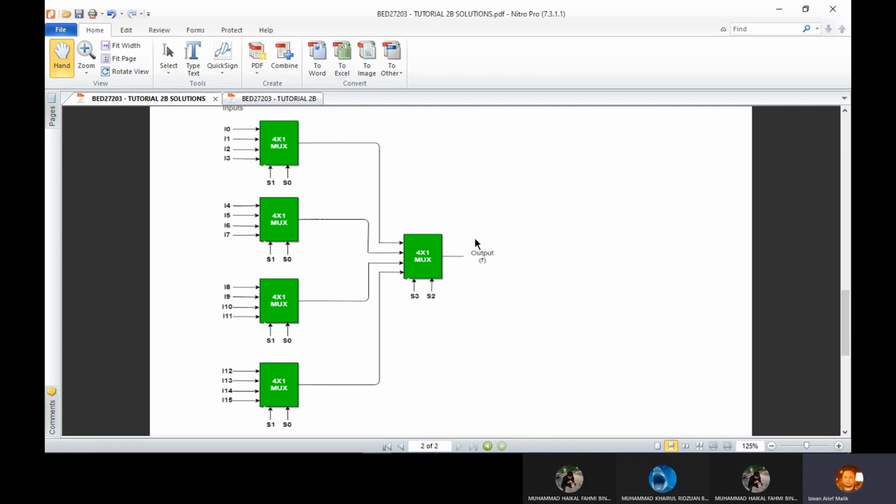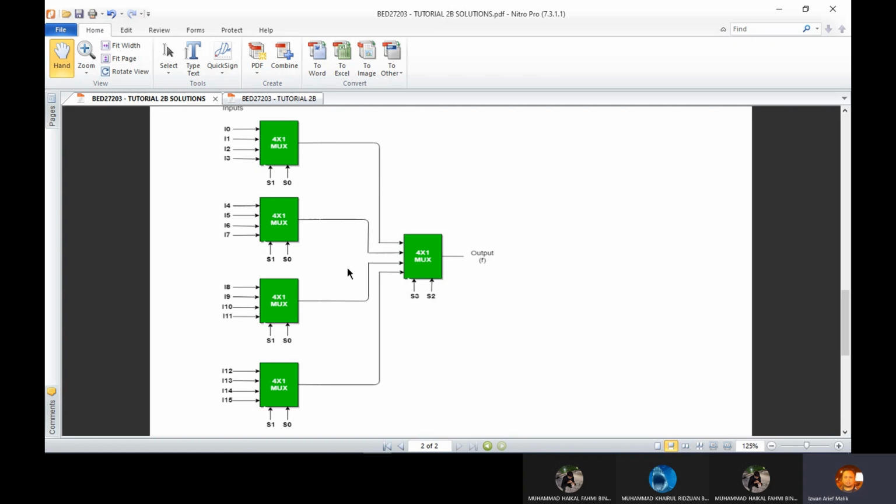If it is 0, 0, 1, 1. Okay, 0, 0 for this 4. Still I0, I4, I8 and I12 will enter here. Right? And then 1, 1 here, we know 1, 1 the output is the last input, I3. So that I3 earlier is I12. So here we will get I12. Okay, so by this way, you can design a 16 to 1 mux by using 4 to 1 mux.